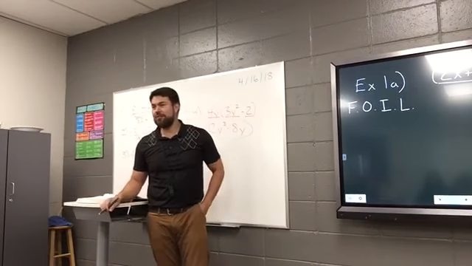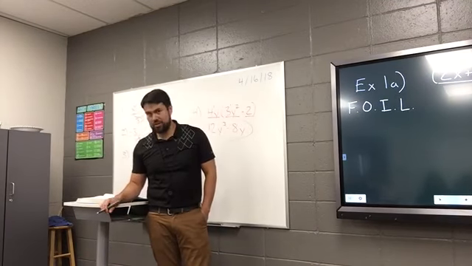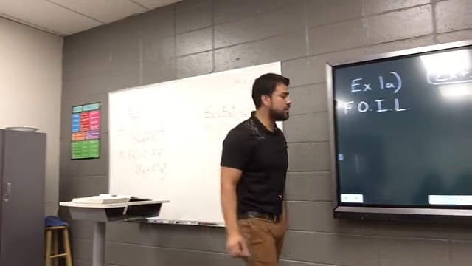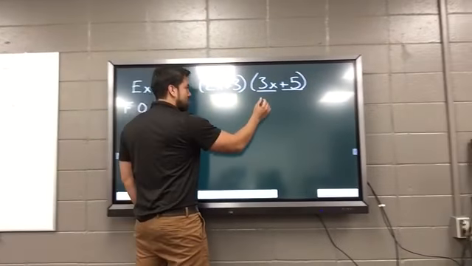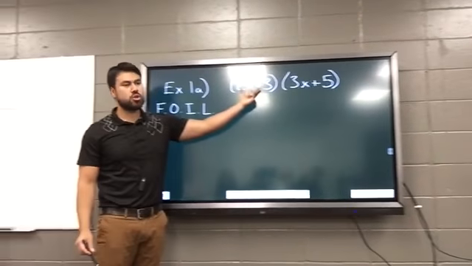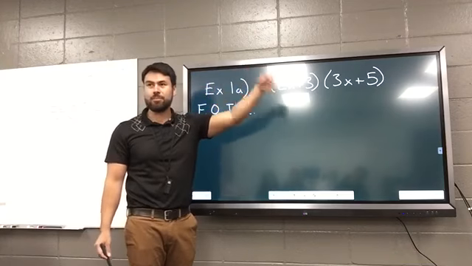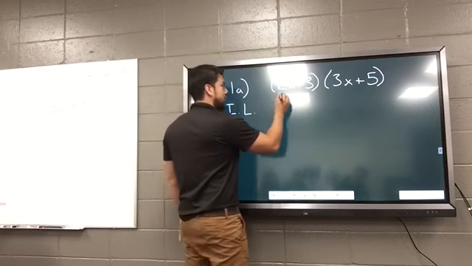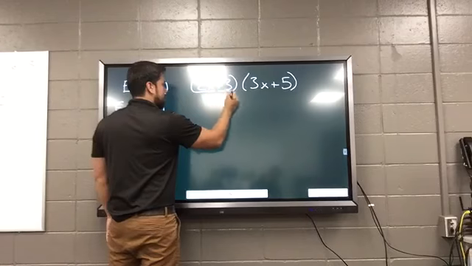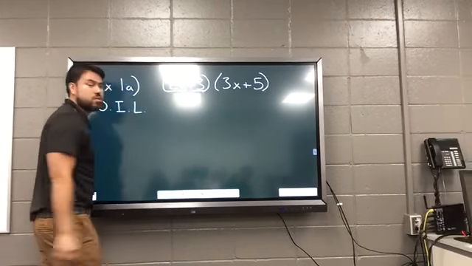FOIL is one of my favorite things to do in math because it makes this problem so much easier. What you need to do in this problem is identify terms. Have we done that before? Yes. Okay, can somebody tell me what the 2 terms in the first binomial are? Give me the sign and their number and variable. Sophie? Positive 2x and positive 3. Those are the 2 terms.